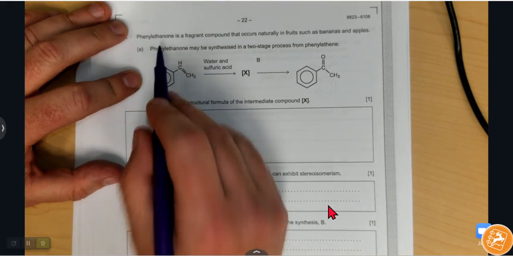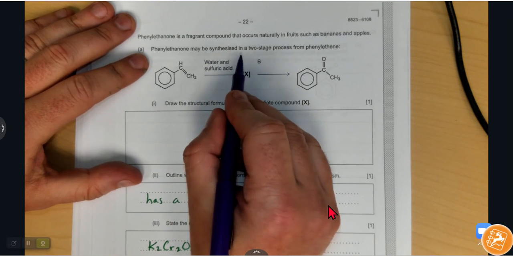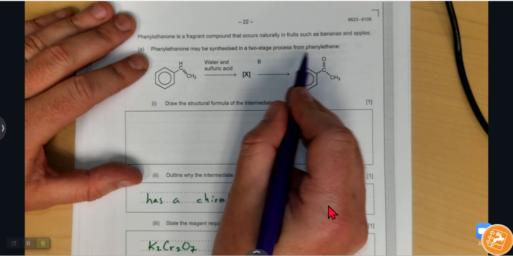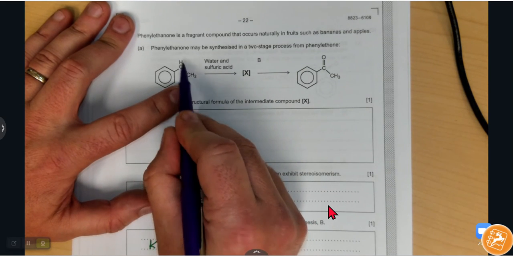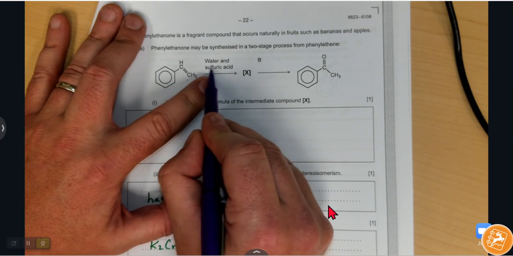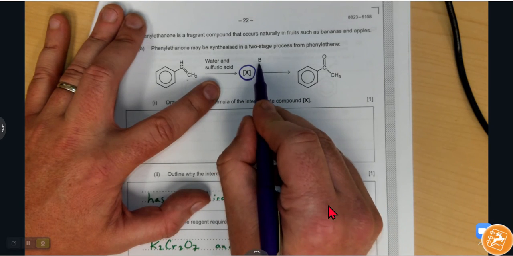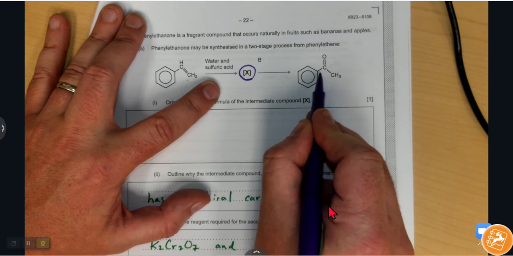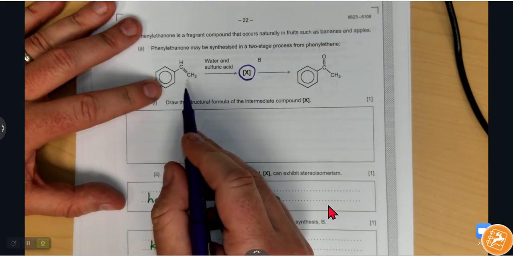All right, phenylethanone is a fragrant compound that occurs naturally in fruits such as bananas and apples. The phenylethanone may be synthesized in a two-stage process from phenylethene. So this is essentially an alkene with just a phenyl substituent. We've got water and sulfuric acid, which means X is going to be an alcohol. We're then going to react the alcohol to form a ketone. So draw the structural formula of the intermediate.